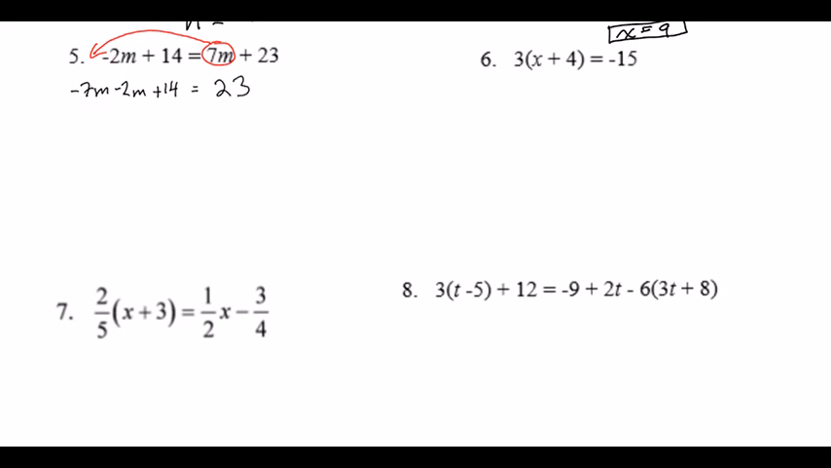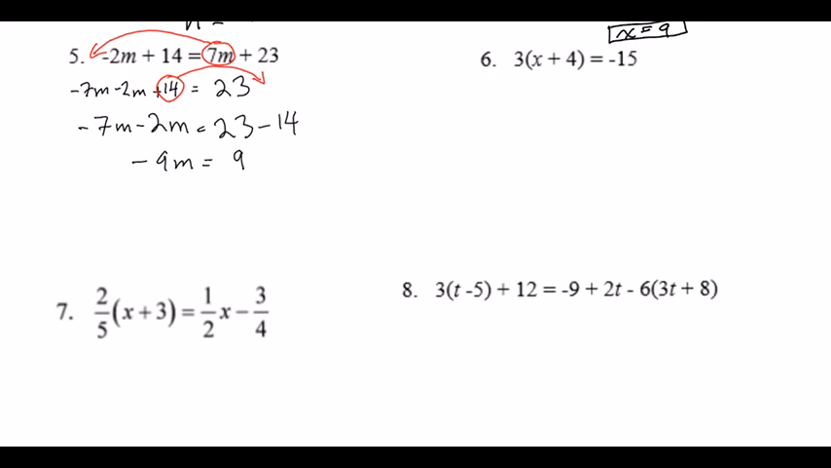Now for our next line, I'm actually going to isolate. I don't want any single constants by themselves here. I'm going to move this 14 to the other side behind the 23. In doing so, we get 23 minus 14 on the right side, and on the left side we have negative 7m minus 2m. Now let's simplify and collect like terms for both sides. So we get minus 9m for the left side equals 23 minus 14, which is 9.